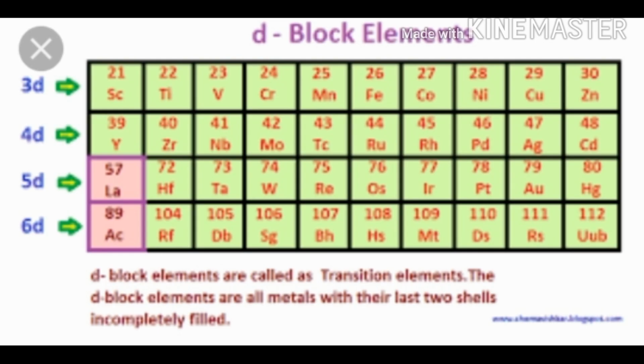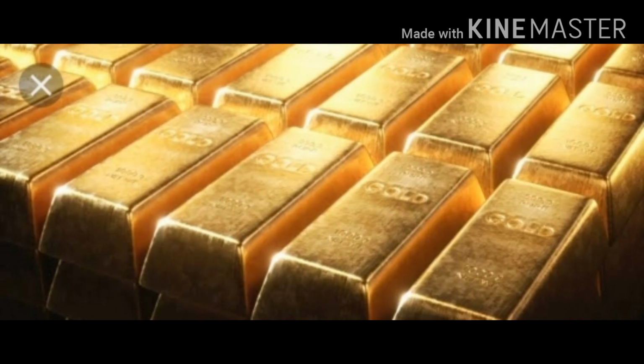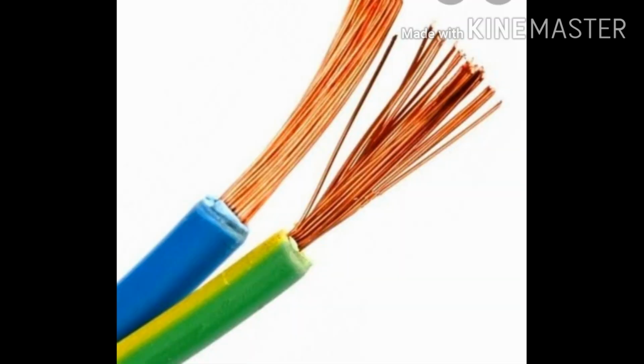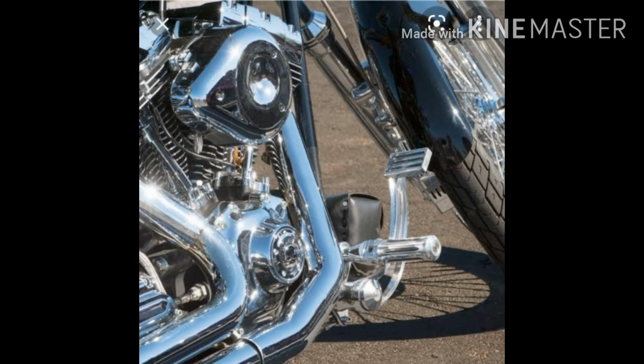D block elements are further classified into 4 transition series. They are 3D series, 4D series, 5D series and 6D series. D block elements are called transition elements. Transition elements are a combination of different types of metals. Most precious metals are here: silver, gold, platinum, all these are precious metals. And some important metals which we use in daily life, like copper, zinc, chromium, iron.